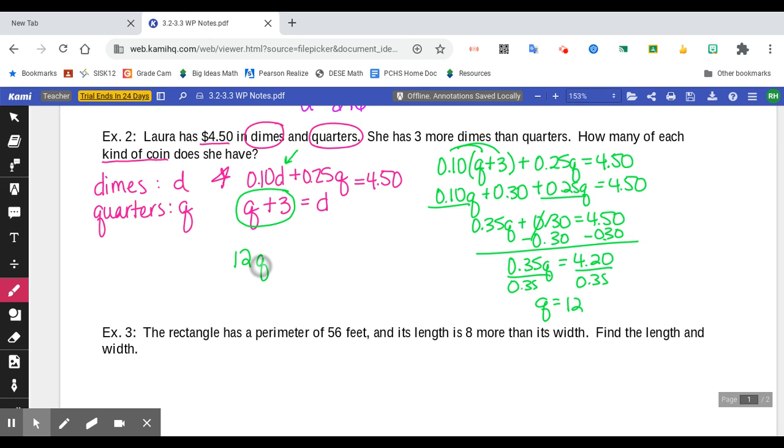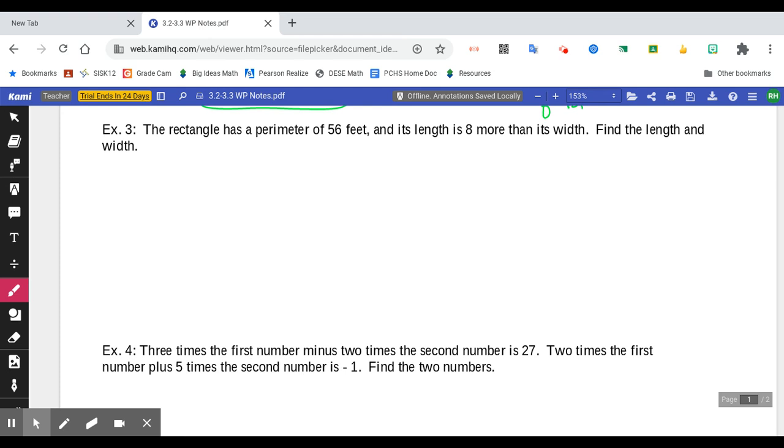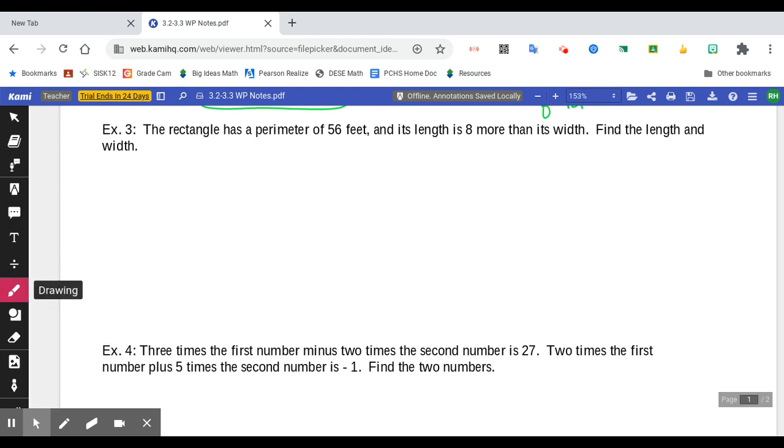So there are 12 quarters in Laura's money, and she has 3 more dimes than quarters, so that would be 15 dimes. Okay, excellent. All right, let's go to the next one. We have: the rectangle has a perimeter of 56 feet, and its length is 8 more than its width. Find the length and width.